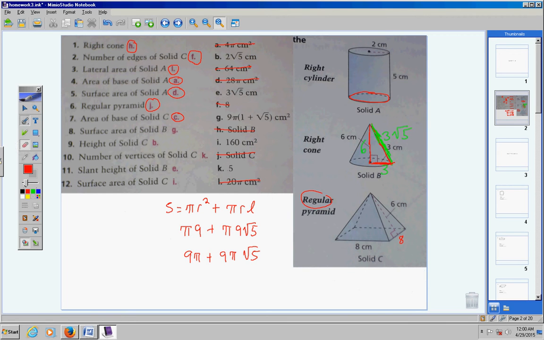But here's what they did. They said to themselves, okay, this term has a 9 pi, and this term here has a 9 pi, so we're going to pull a 9 pi out of both of those.